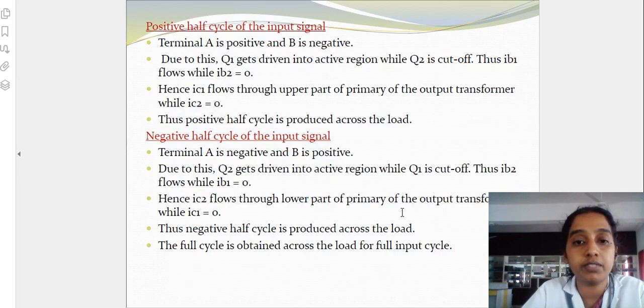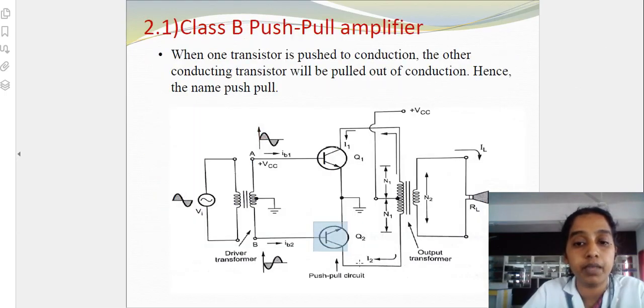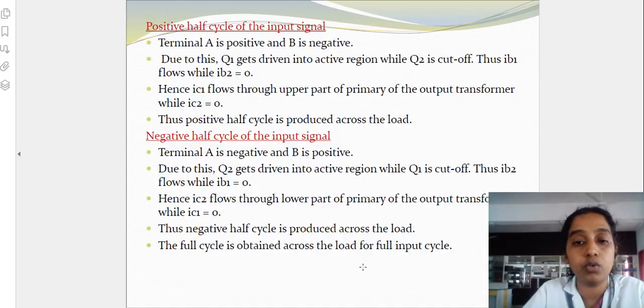During the negative half cycle, terminal A is negative whereas terminal B is positive. Q2 is driven into the active region, and Q1 will go to cutoff. So the IC2 current will flow and output is produced at the load. So a full cycle is obtained at the output.